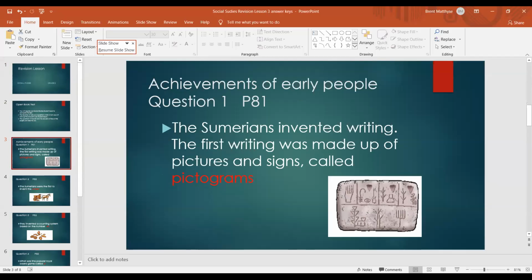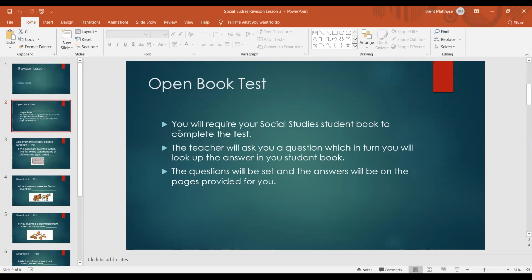So the Sumerians invented writing. The first writing was made up of pictures and signs called what? Pictograms. Then, actually, I should be asking the questions first. Let's go there instead. I think it's this one. Yeah, there we go. This is just the questions, and then we'll go into the answers.